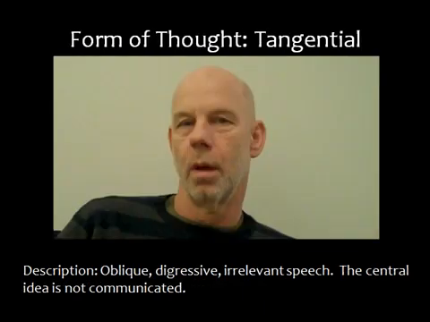Tangential form of thought is described as oblique, digressive, and irrelevant speech. The central idea is not communicated with tangential thought, in comparison with circumstantial thought. Here's an example.